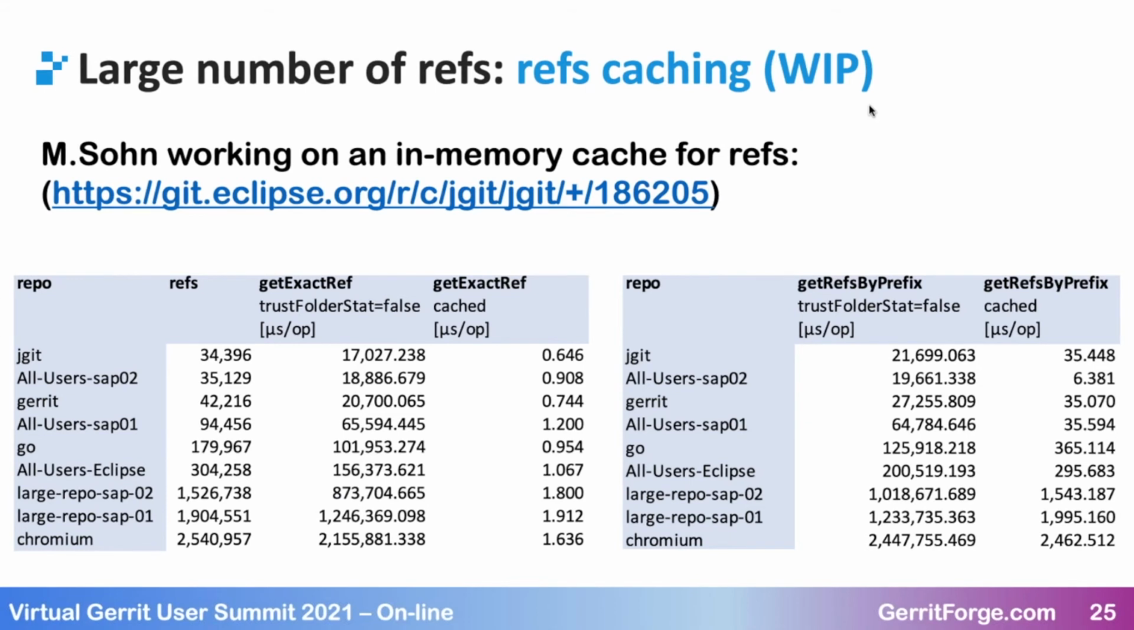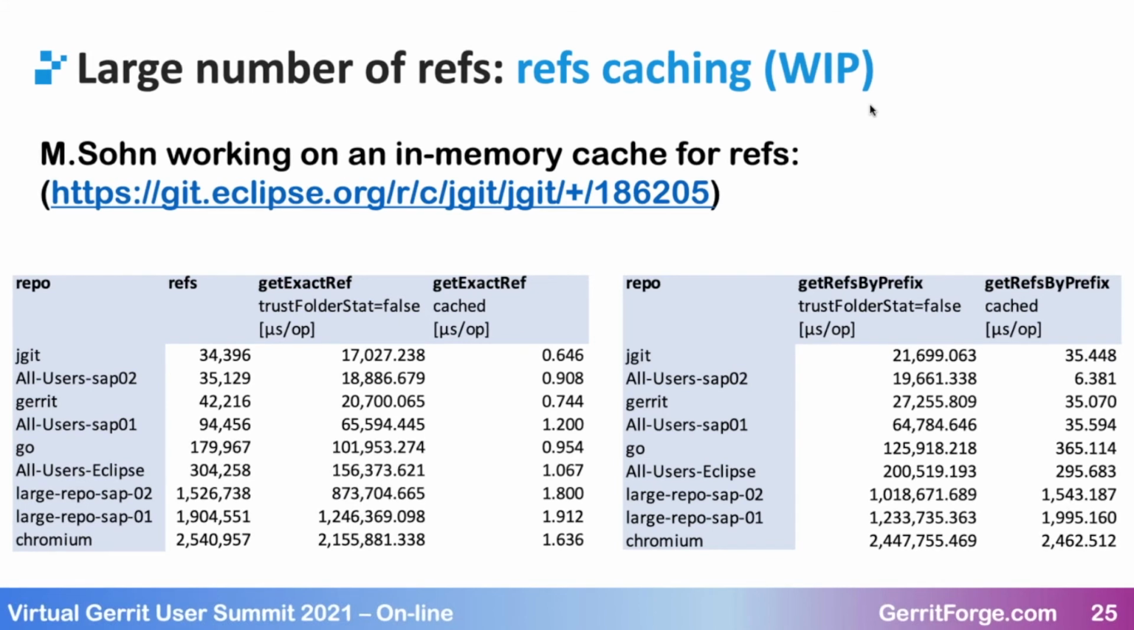With regards to get refs by prefix, it's not 1 million times faster, but it is at least 1,000 times faster for the worst case scenario. And that is really, really promising, because it means that once this change is merged and you are using Gerrit, Gerrit will be able to benefit from that as well.